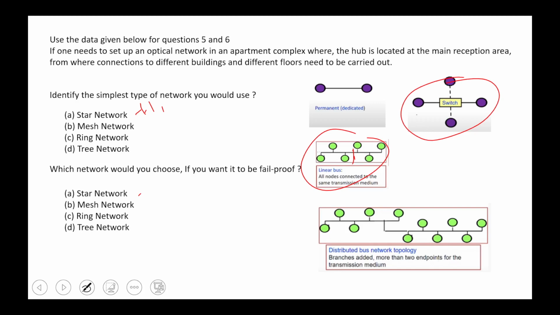So what do you want? If one needs to set up an optical network in an apartment, say a 7-story or 8-building apartment complex with a flat system, where the hub is located at the main reception area, from where connections to different buildings and different floors need to be carried out. I have this network or data center here, and I want to send this data.